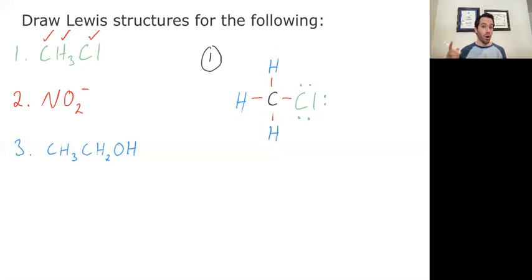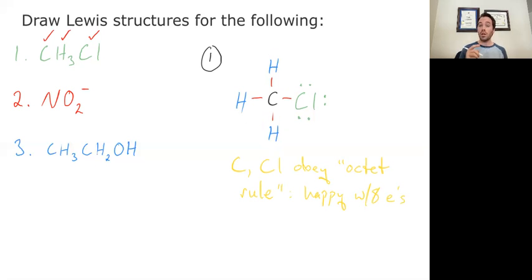And the other particles here, the other atoms, I should say, the carbon and the chlorine obey the octet rule, which is that they're happy when they have 8 electrons.